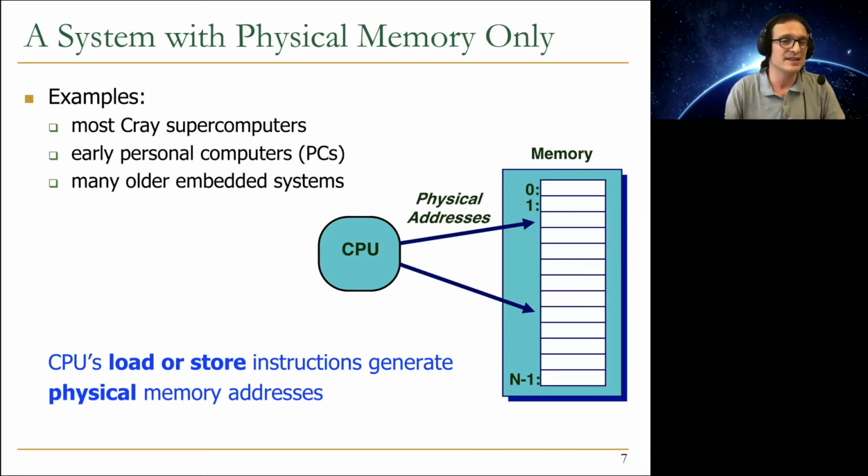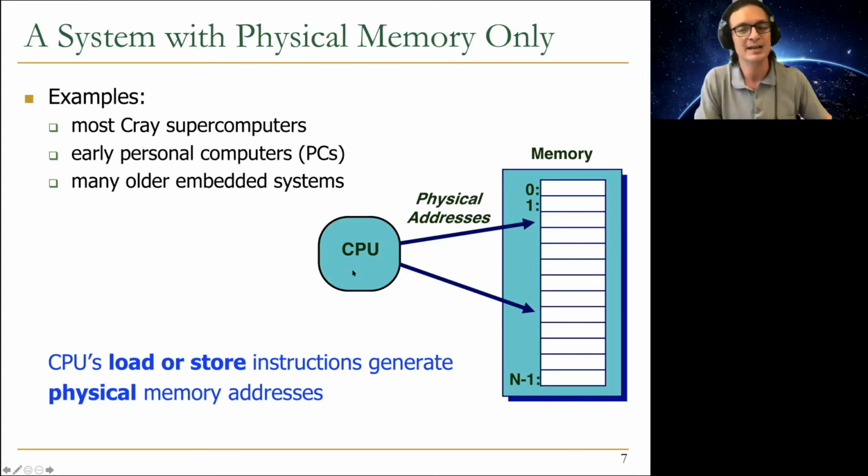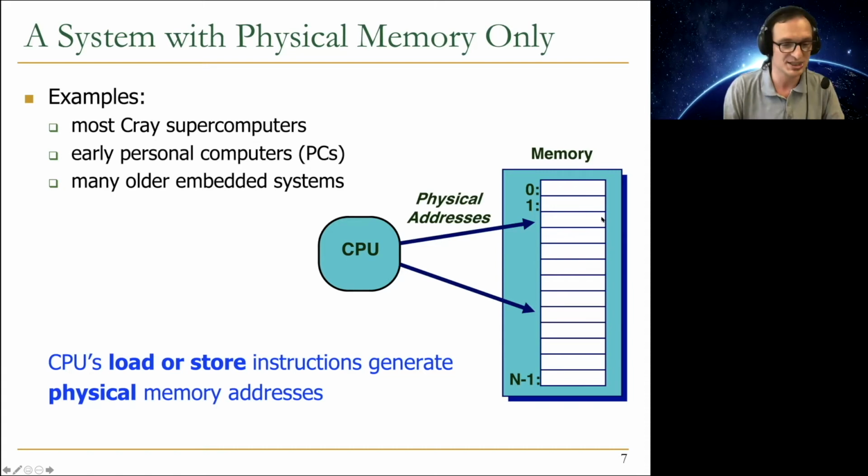So let's take a look at a system with physical memory only. This is what we have assumed so far, basically. CPU load and store instructions generate physical memory addresses. This could be an accelerator also. It could be any computation unit. Whenever you're accessing memory, you're really accessing physical locations directly, right? Examples are early supercomputers, certainly most Cray supercomputers, early personal computers, and many older embedded systems. Many modern systems, except for accelerators, actually have virtual memory today. In fact, even GPUs are moving towards having more sophisticated virtual memories today, going into the future.